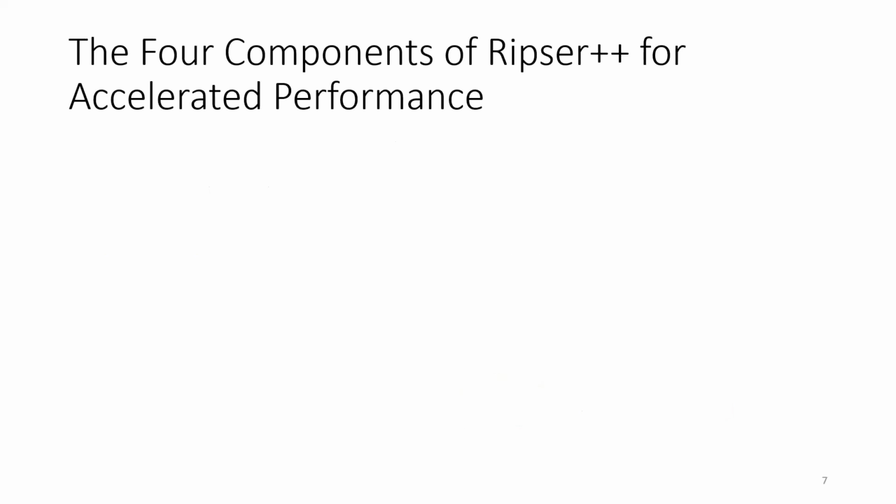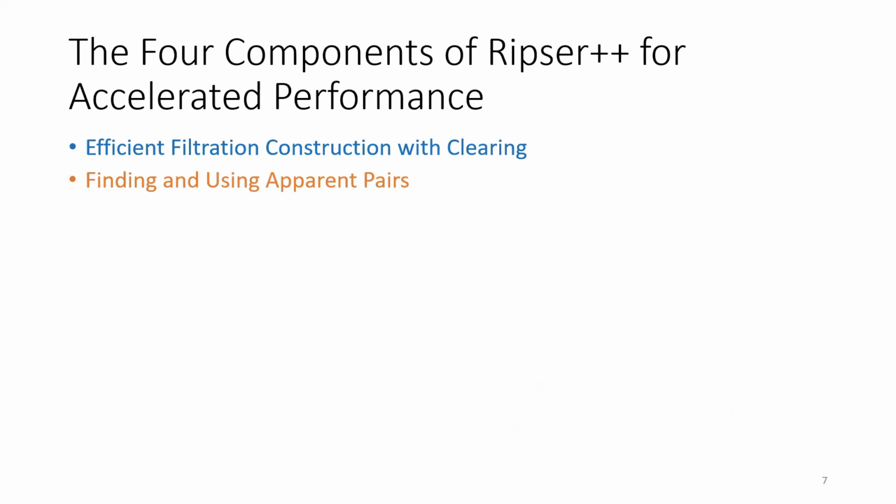There are four key components to accelerated performance of Ripser++. Ripser++ ultimately performs the original matrix reduction algorithm of Ripser for persistent homology in order to compute the barcodes exactly. This is something to keep in mind as we go over further optimizations we design. The first two components, efficient filtration construction with clearing and finding apparent pairs, will be discussed in subsequent slides. An important concept of Ripser++ is that of a submatrix, a much smaller matrix for matrix reduction. So the submatrix is determined by these first two components.